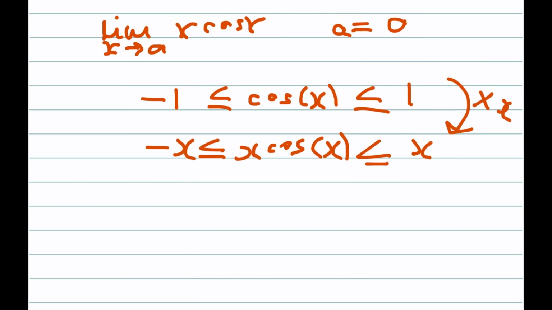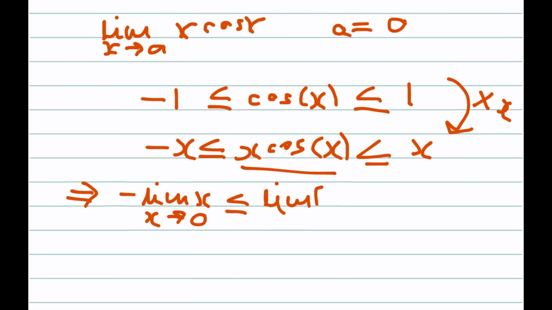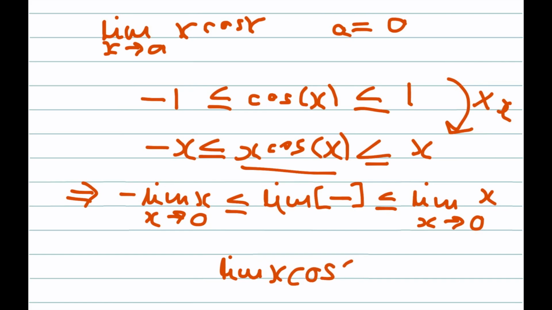Okay, cool. So now minus the limit of x as x approaches 0 will be less than or equal to the limit of this. I'm just going to put brackets here because otherwise I won't fit it in, which will be less than or equal to the limit as x approaches 0 of x. So now we know that the limit of x cos x as x goes to 0 will be in between 0 and 0.